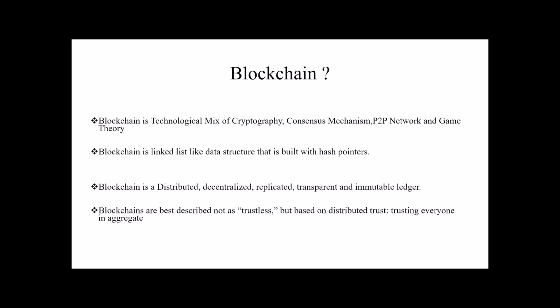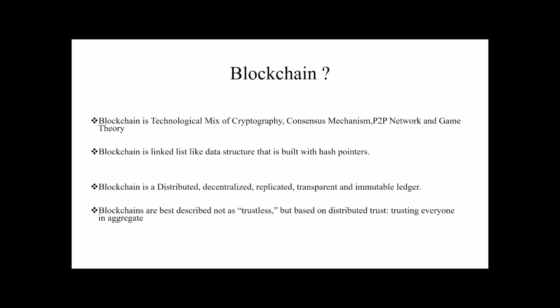So we'll start with looking at the definition of blockchain. If we just search the internet, you could find multiple definitions of blockchain, right? So here we will see some definitions of blockchain. Looking at the first definition, blockchain is basically a technological mix of different technologies. It involves cryptography, consensus mechanism, peer-to-peer network and game theory.